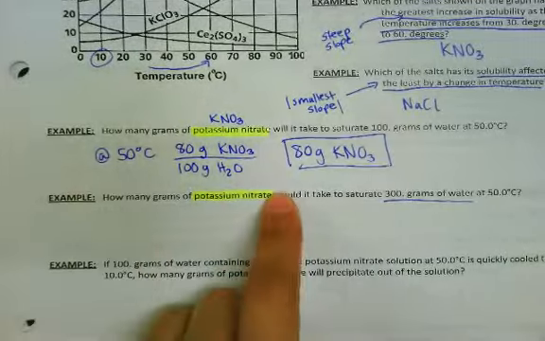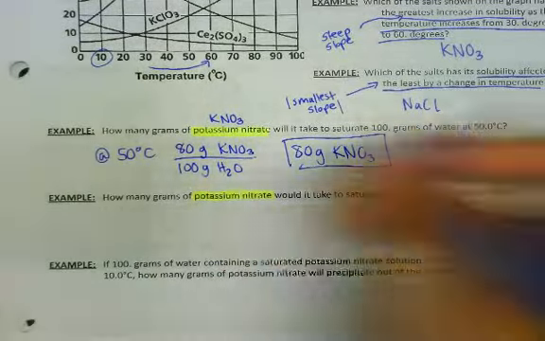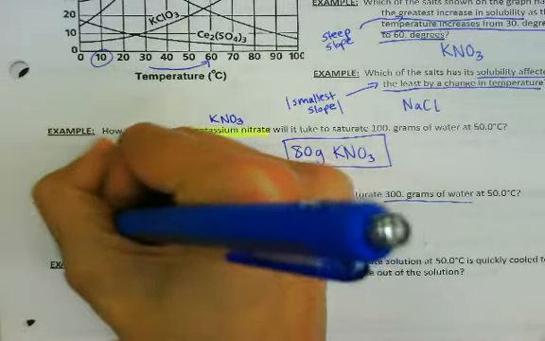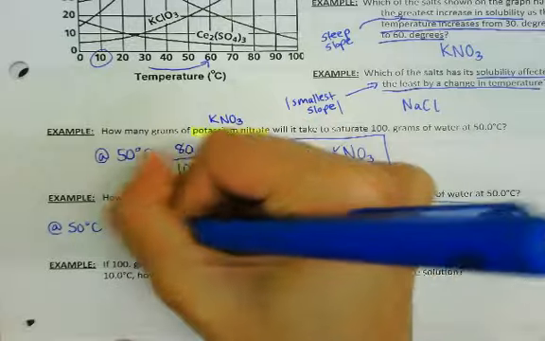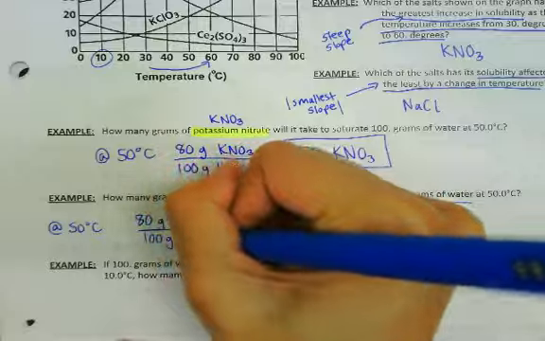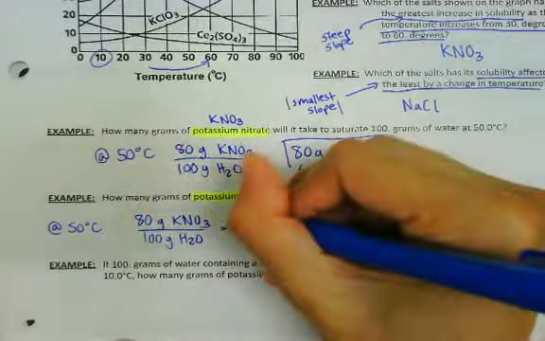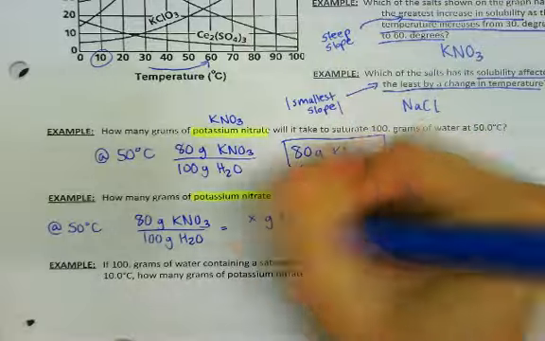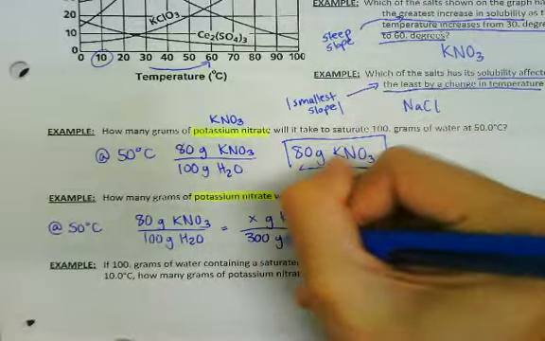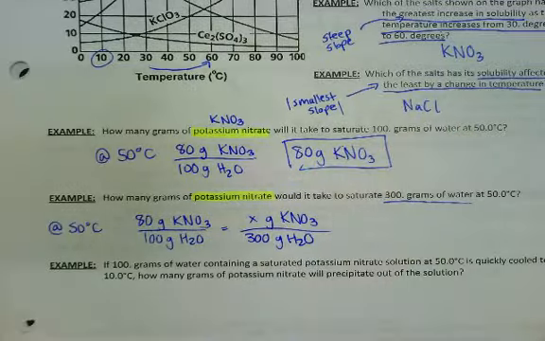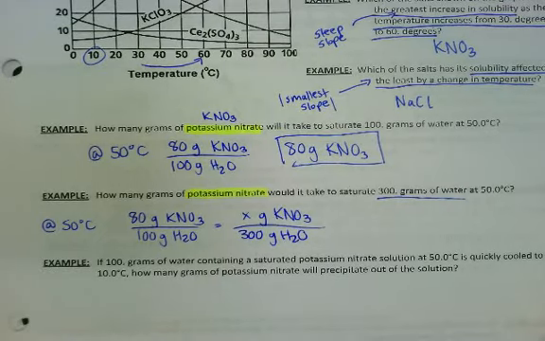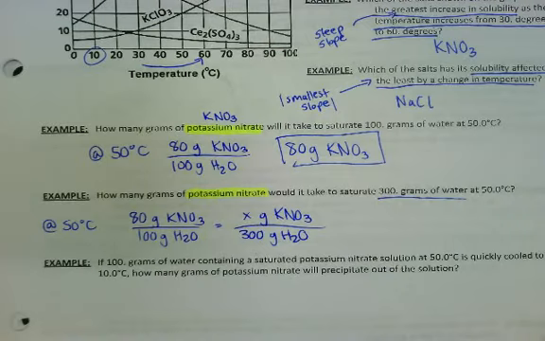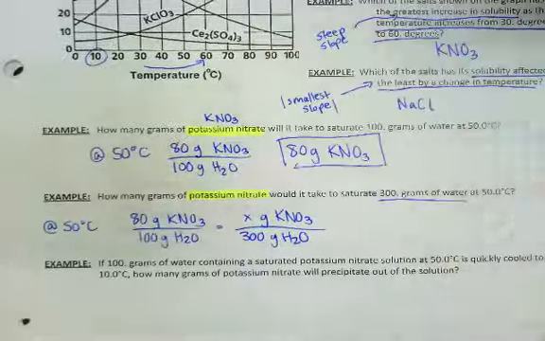Okay. Then down here, how many grams of this will we need to saturate 300 grams of water? Okay, we know at 50 degrees Celsius, we just figured that out, 80 grams of potassium nitrate will saturate 100 grams of water. And so we can set up a proportion to figure out how many grams of potassium nitrate would saturate 300 grams of water. It's just multiplying 80 times 3. Okay? It's 300 times 80 divided by 100.